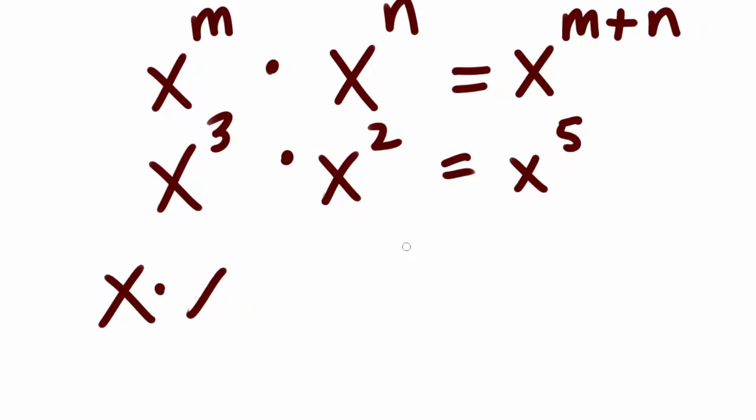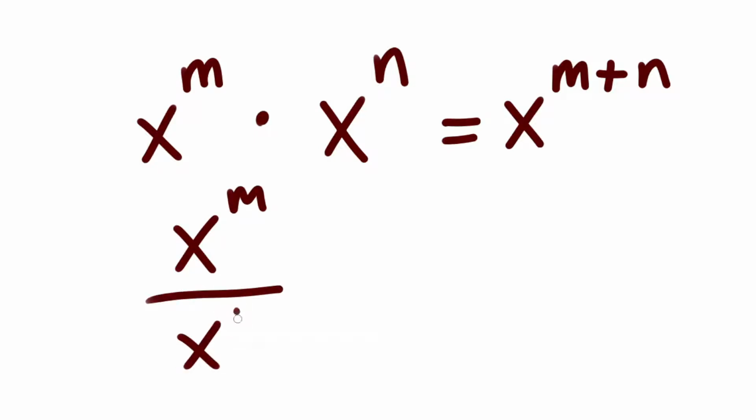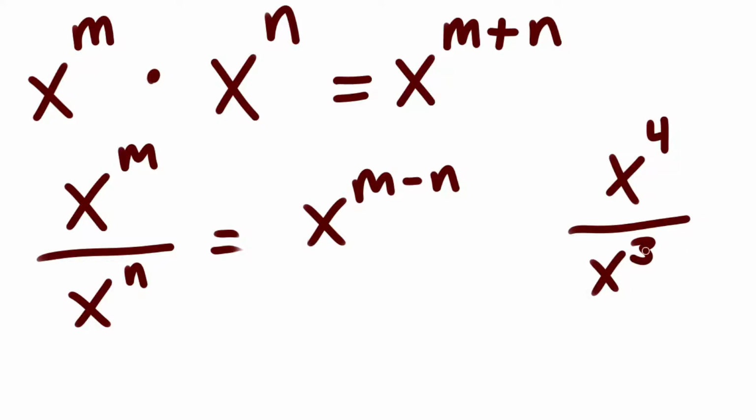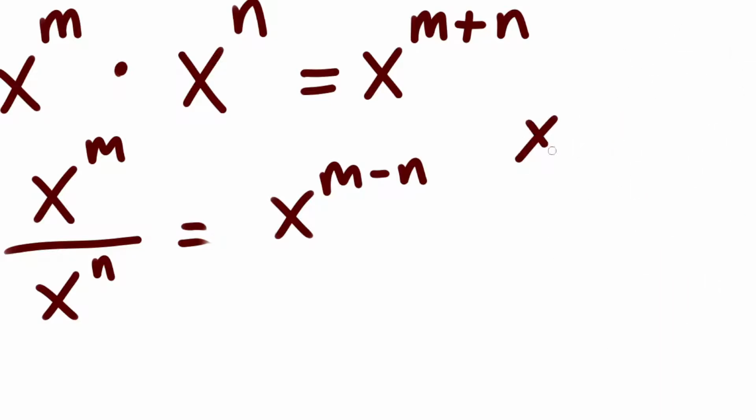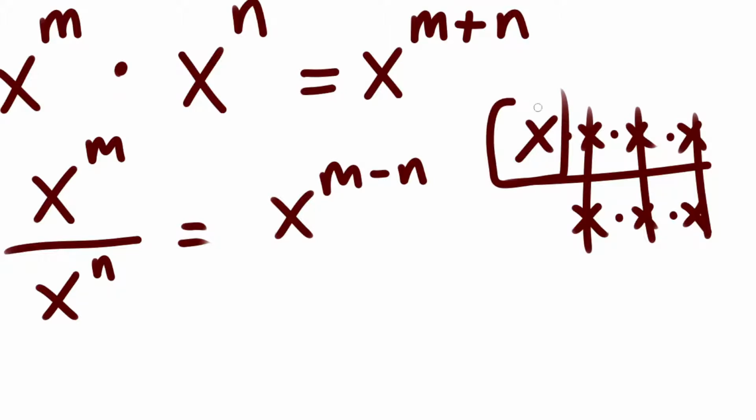And then conversely, when you have something like x to the m divided by x to the n, that's going to be x to the m minus n. For instance, you could have x to the fourth divided by x to the third, and that would give you x to the 1. That's because it can be expanded to x times x times x times x over x times x times x, and you can cross those out, which leaves you with just positive x.